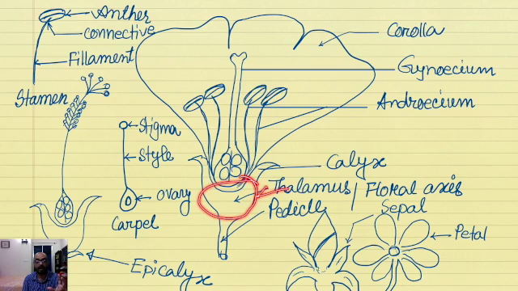The swollen part of the flower is known as thalamus. The swollen part is the thalamus, and the stalk-like part is known as pedicel. If it has a stalk, it is known as a stalked flower or pedicellated flower. If there is no pedicel, it is known as a non-pedicellated flower. This is known as the flower stalk. So pedicel and thalamus combined form the floral axis.